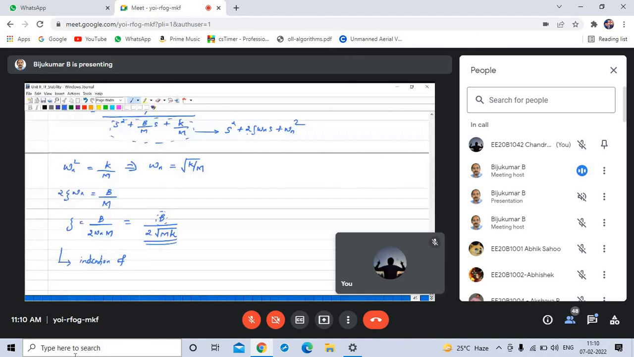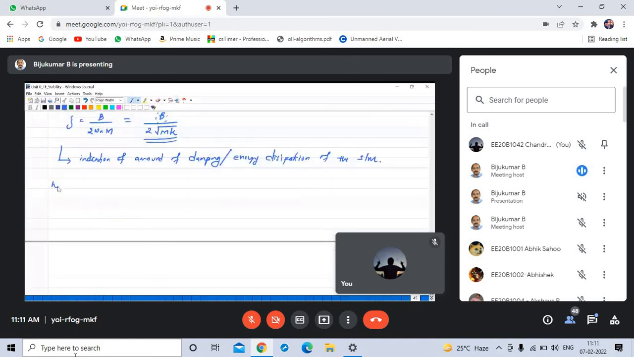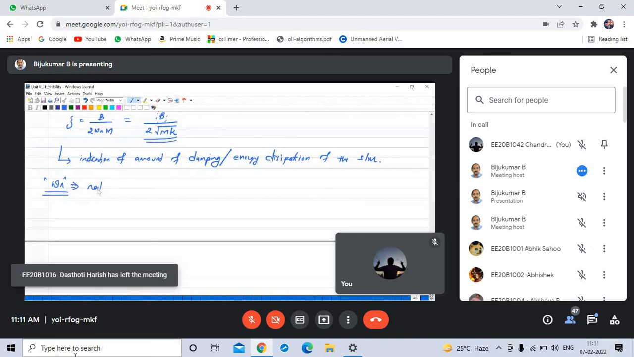Now one more term is there. What is omega n? Right. So omega n is defined as the natural frequency. So what is natural frequency? Okay. Suppose in this system, in this mass spring damper example, damping is not there. Zeta is 0. Zeta is 0. Undamped system, right?